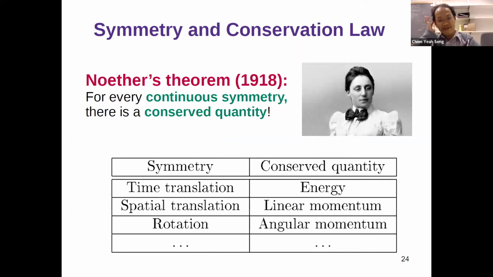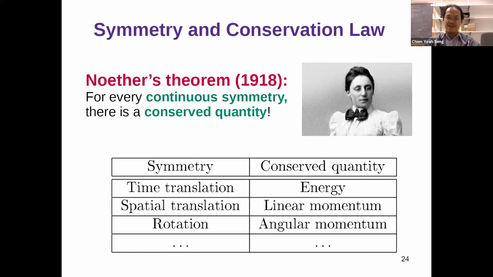And then you might have learned in the QFT course that there's a very, very important theorem called Noether's theorem, which states that for any continuous symmetry in the system, it corresponds to a conserved quantity. So for instance, if the system is invariant under time translation, then energy is conserved. If it's invariant under spatial translation, then the linear momentum is conserved. If it's invariant under rotation, then angular momentum is conserved, so on and so forth.